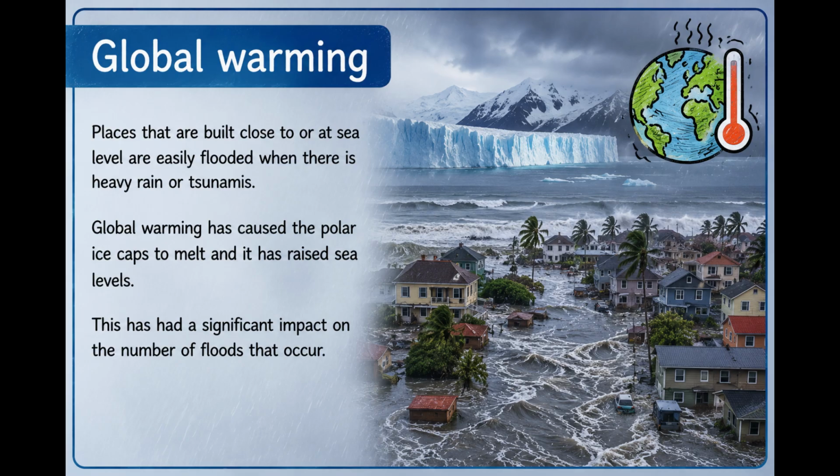Global warming. Places that are built close to or at sea level are easily flooded when there is heavy rain or tsunamis. Global warming has caused the polar ice caps to melt and it has raised sea levels. This has had a significant impact on the number of floods that occur.